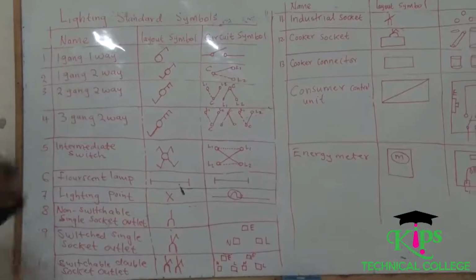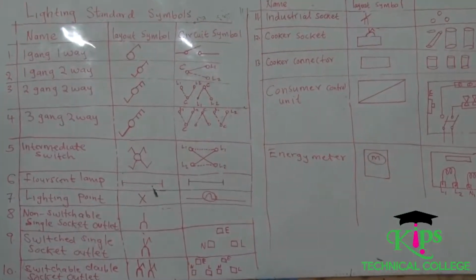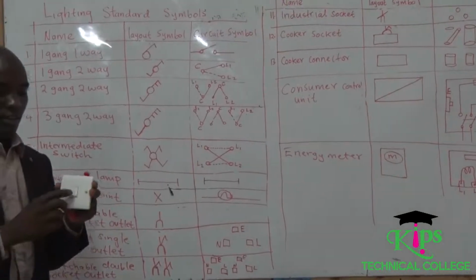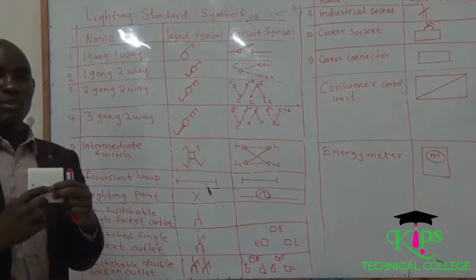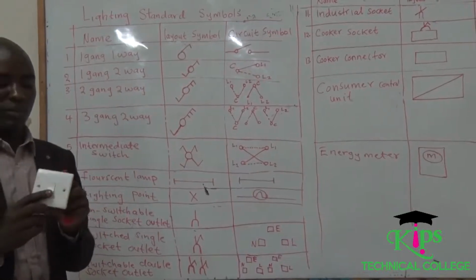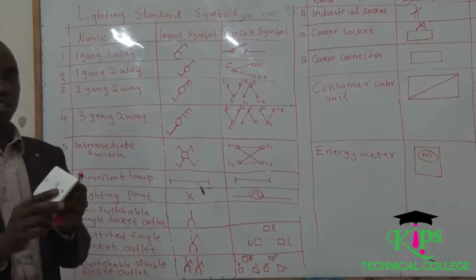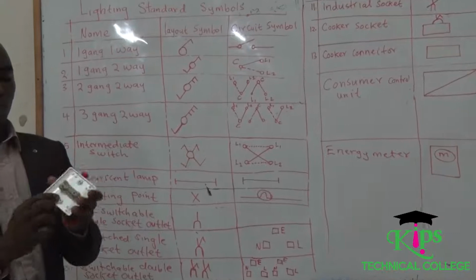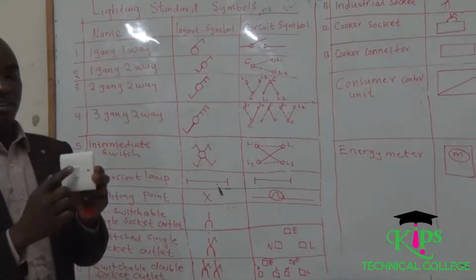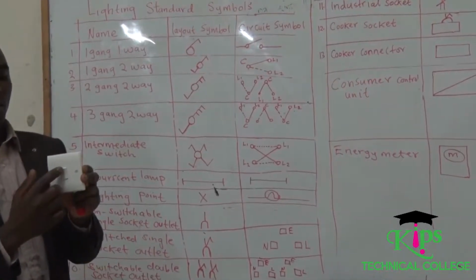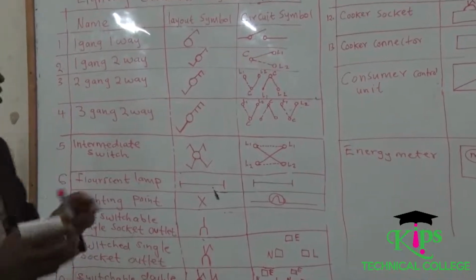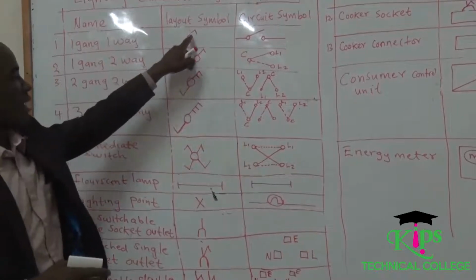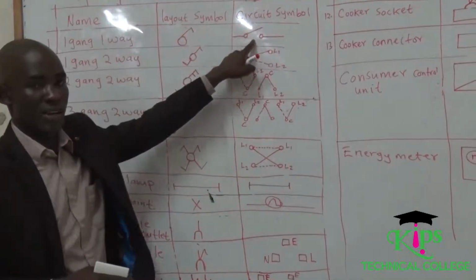One gang, one-way switch. One gang, one-way switch is identified as shown here. Whenever you are naming a symbol of a given electrical equipment, we start from what you are able to see. This is called a gang, and the way is inside here. When we talk about one way, it basically means it only has one button, so it is one gang and one way. It only has one gang, and the way is one.